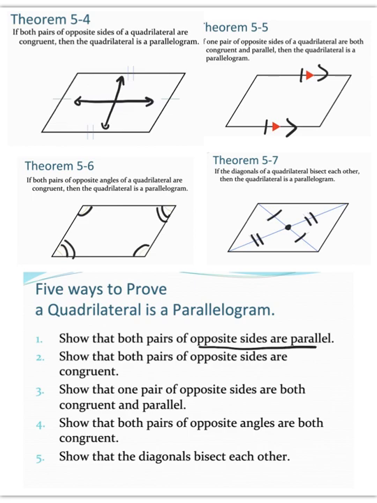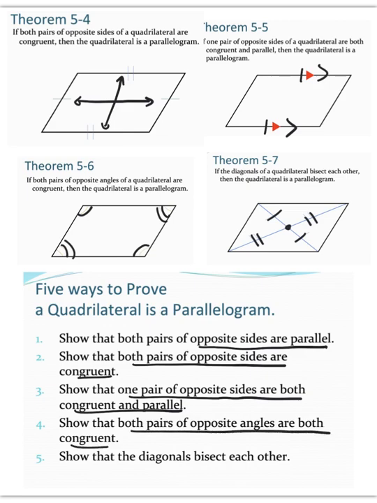So opposite sides must be parallel. Both pairs of opposite sides must be congruent. One pair of opposite sides are both congruent and parallel. Both pairs of opposite angles are congruent. And I don't know why this is on here like this, but the diagonals must bisect each other.